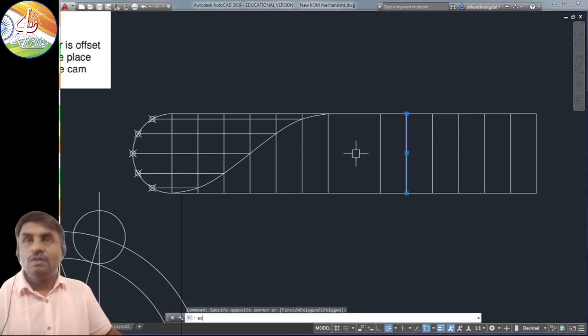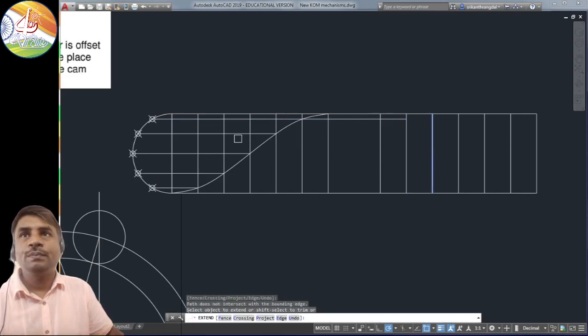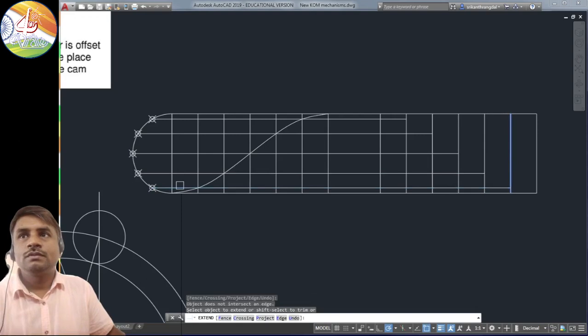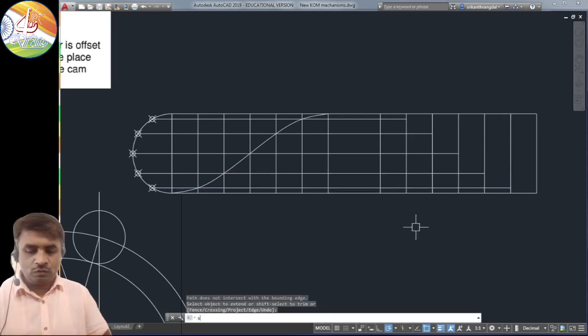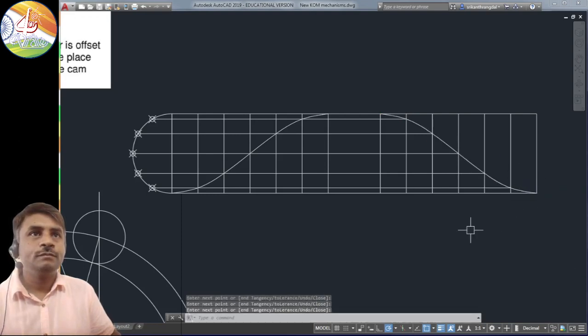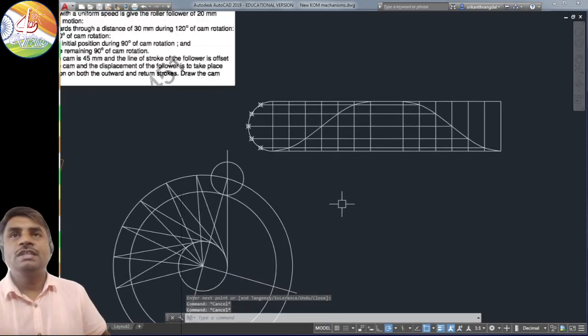So we can either just extend this line to the other side, extend these lines to the other side. Right. So that gives us the points on the other side. These points again we need to join with a smooth curve, and that's it. This gives us the displacement diagram.